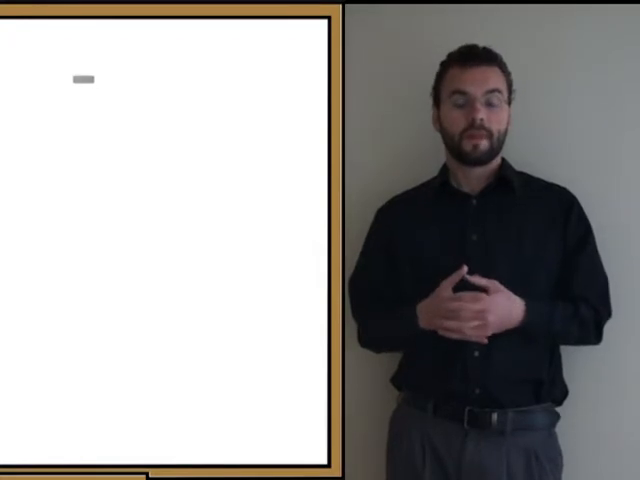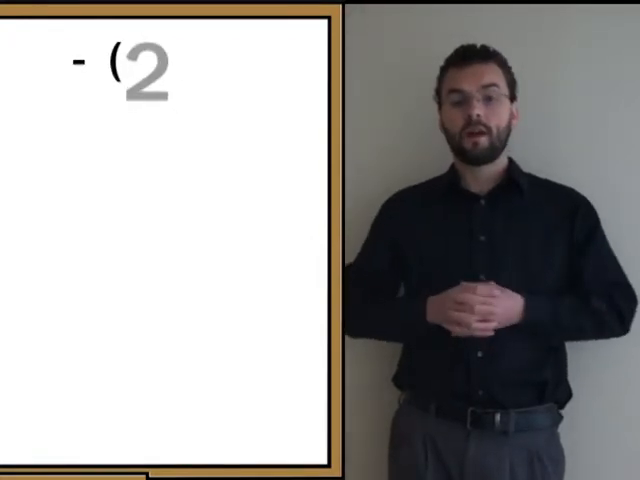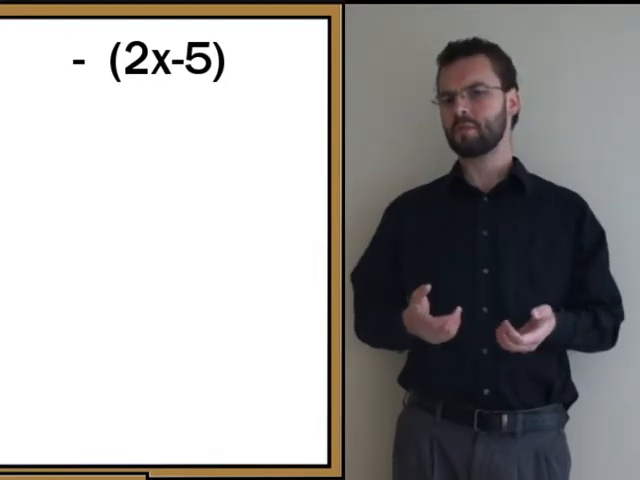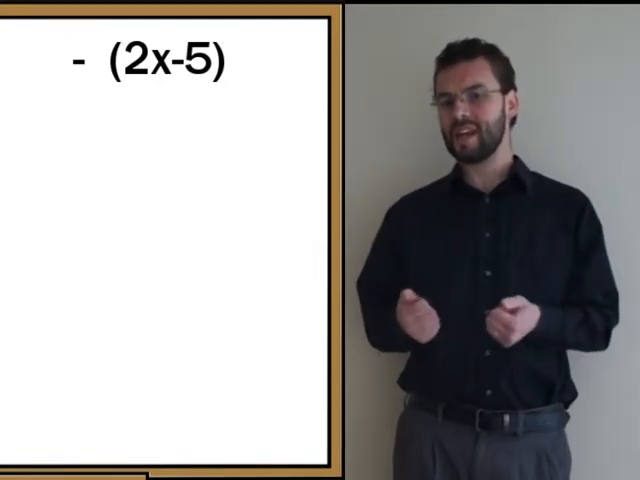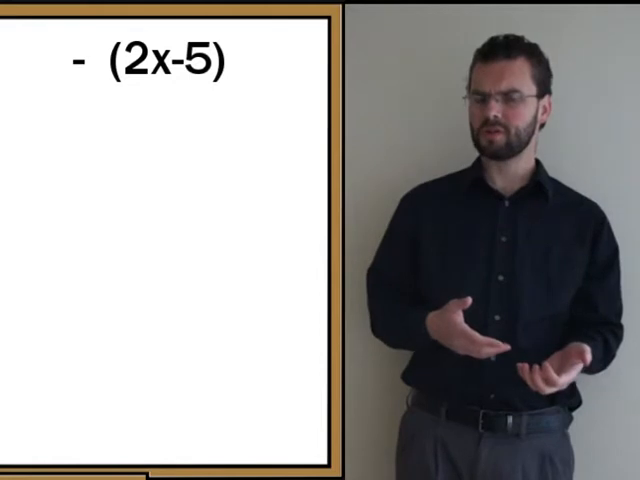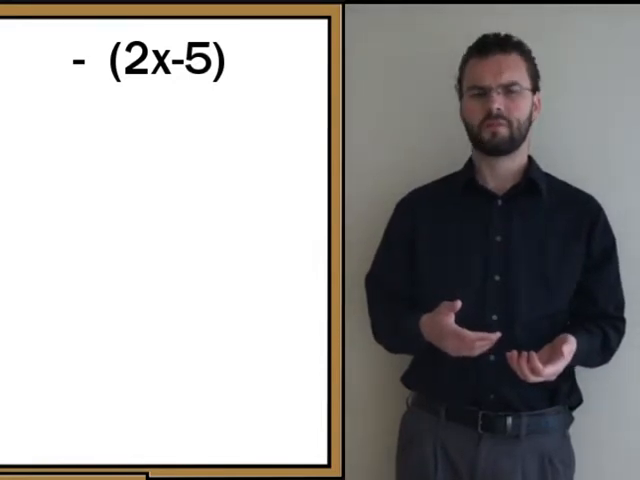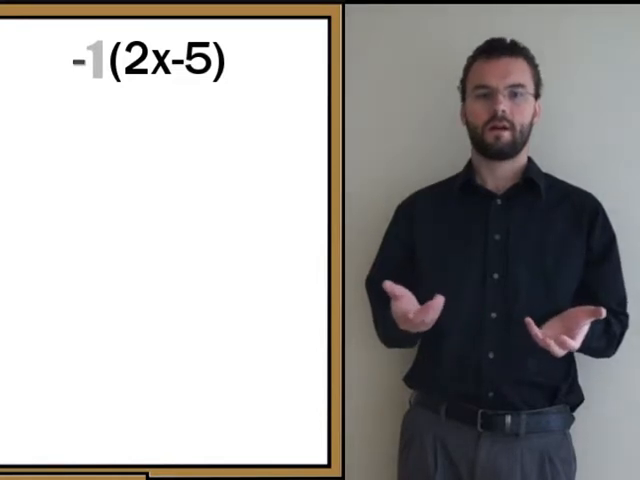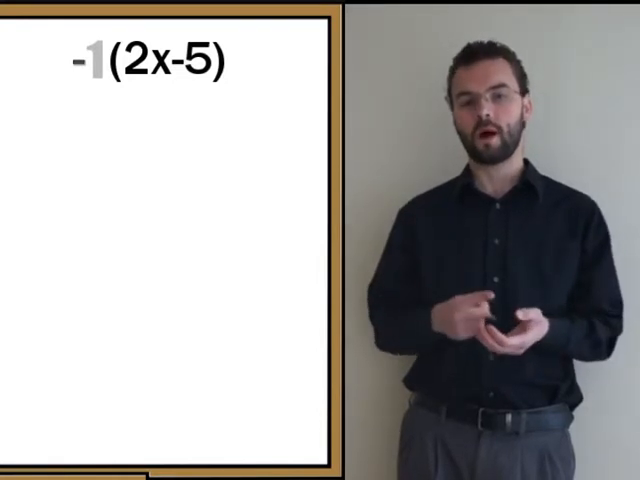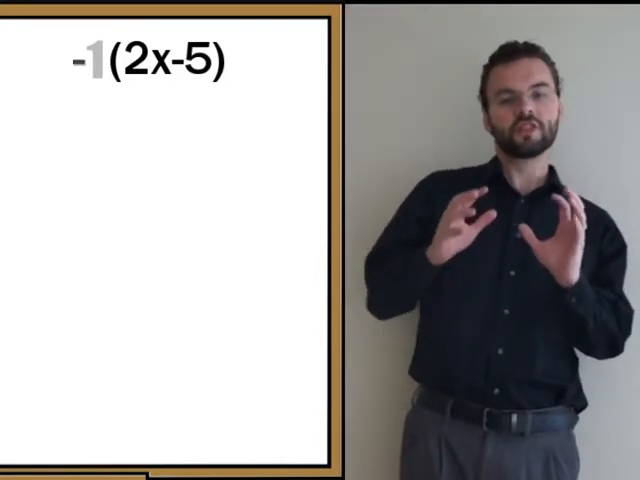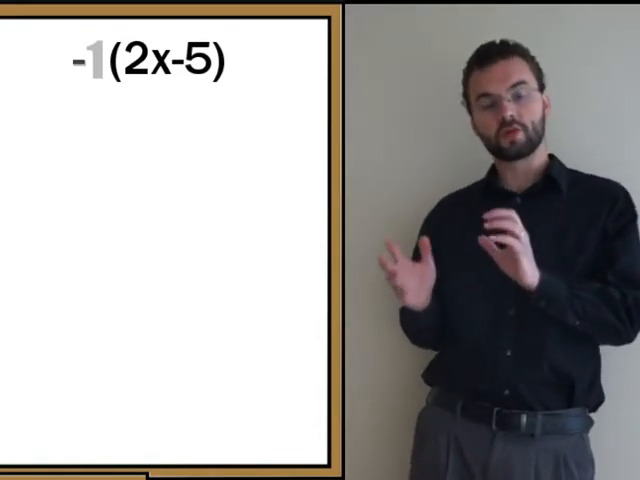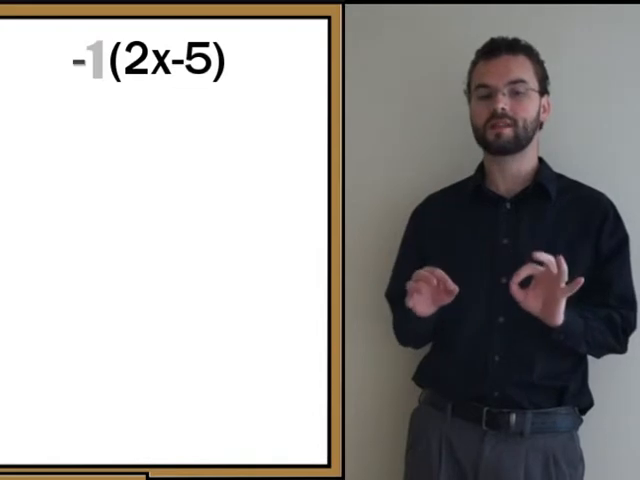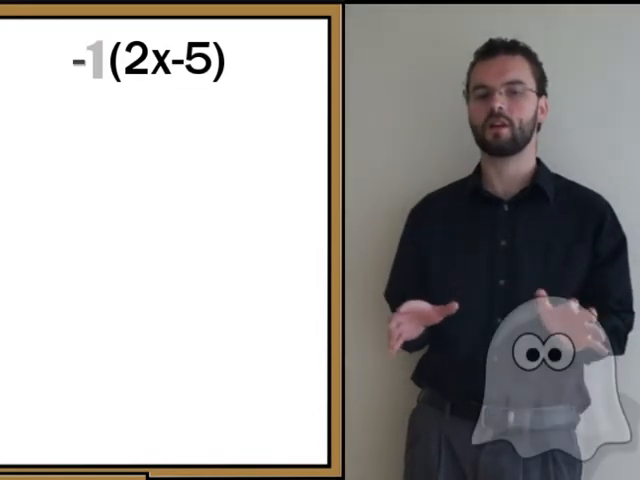Here's another one. Negative quantity of 2x minus 5. Now wait, it seems like we're missing something. There is a negative, but no number to multiply by. Never mind, it looks like something's there. It's the invisible coefficient 1. I get it. So when there's not a number there to distribute, just remember that 1, the invisible coefficient, is always there, hiding, just like a ghost.